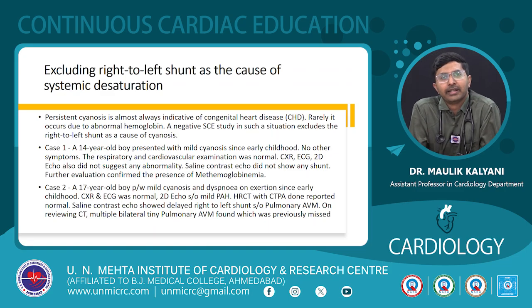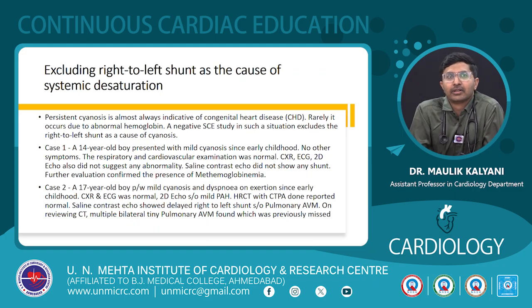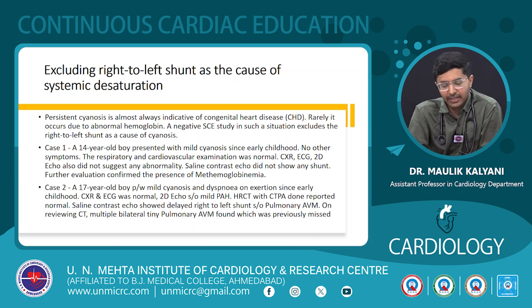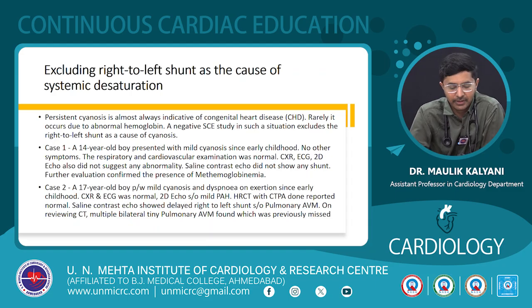So first is a 14-year-old boy with mild cyanosis since early childhood, and there were no other symptoms. The whole examination was normal, and X-ray, ECG and 2D echo were also normal. So then we did a saline contrast echo, and there was no shunt. So it led us to think the patient does not have any respiratory or cardiac issue, and then we further evaluated the cyanosis, and it was found to be methemoglobinemia.